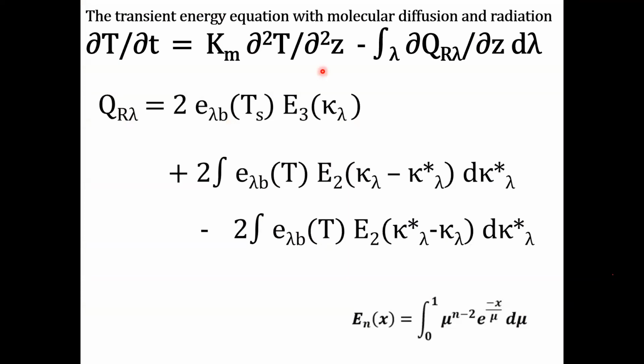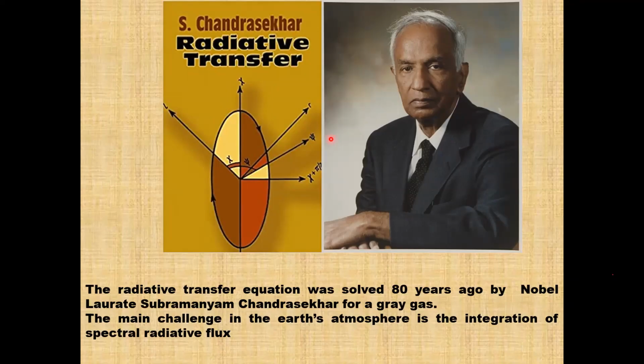So when you do that, this problem is solvable. And the contribution of Chandrasekhar was he solved this problem 80 years ago without access to any computers. And so that work is well known. But today, the problem we are dealing with is one in which you can't assume a gray gas. So our main challenge is that we have to take into account the spectral variation.